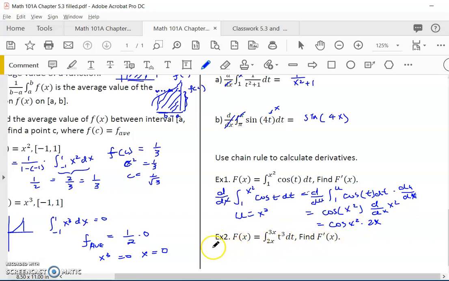So what about this? If I have 2x and I want to do d dx, because earlier I always had a constant here, right? So 2x to 3x of t cubed dt. What do I do? I will split this into two parts: from 2x to a of t cubed dt, plus from a to 3x of t cubed dt, using the properties of the integral.